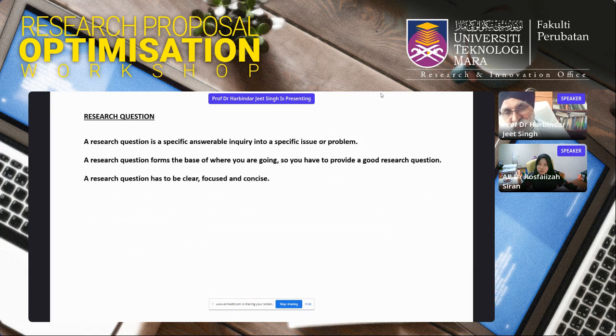A research question is a specific, answerable inquiry into a specific issue or problem. That's a research question. So that is what you should be aiming to craft. It forms the base of where you are going. So you have to provide a good research question. So make sure always that your research question is good.